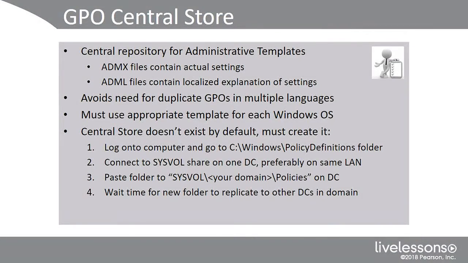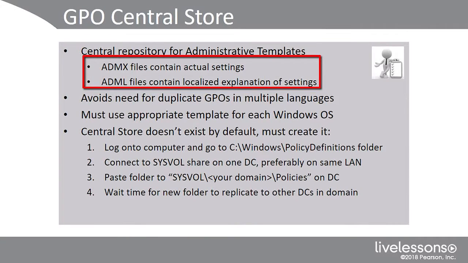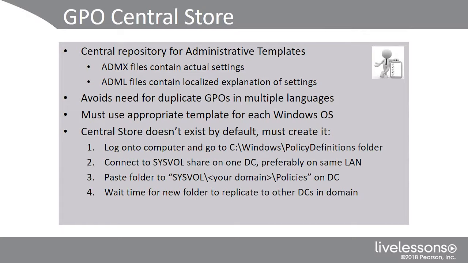Well, now that I have you completely overwhelmed with the number of group policies that we can create, I'm going to provide you some help here. The first piece of help is called the GPO Central Store. It's a repository for your administrative templates, which contains two types of files: ADMX files, which actually contain the settings, and ADML files, which contain a localized explanation of those settings. Localized means I can have different flavors based on different native languages. This prevents the need for duplicate GPOs to associate with each language.